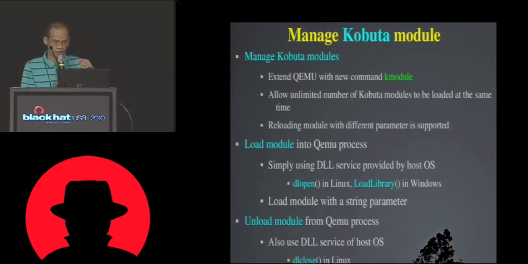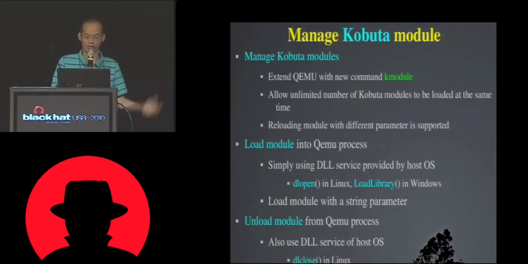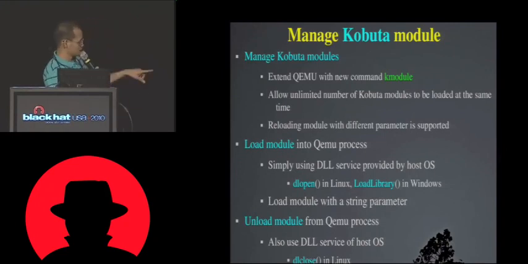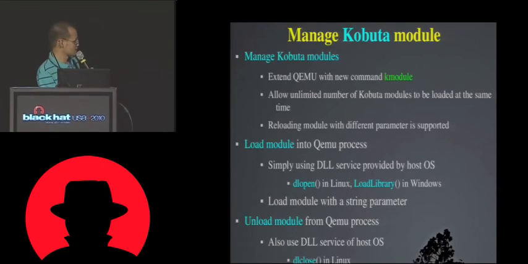Now, we need to load the Kubota module inside the QEMU process. That's very simple because we just use the DNN service provided by the OS. First of all, on Linux, we use the dlopen function to load the shared object file into the QEMU process. And we support loading the module with a string parameter, so you can specify the option to run the module. And finally, you need to unload the module when we don't need it anymore. And we also use another DNN service provided by the host OS, which is dlclose on Linux.